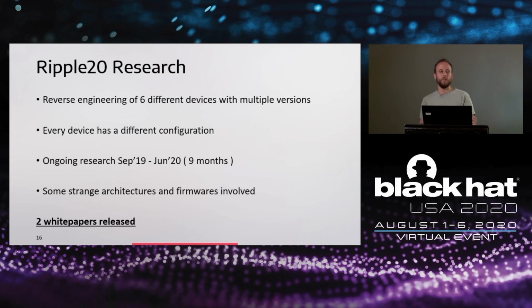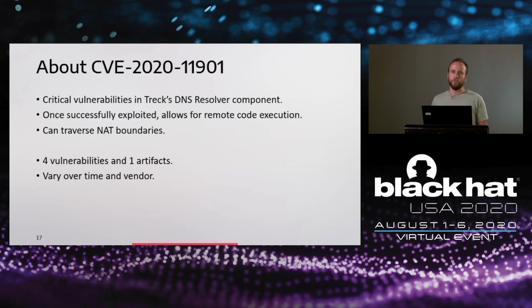Unfortunately, we can't go into all the details today. We only have 35 minutes, but we did release 2 white papers detailing full technical details of several of the vulnerabilities, as well as exploitation. You're welcome to look them up on our website. Today we're going to be talking mostly about a single CVE, which is the CVE we find most interesting and perhaps the most critical of the Ripple20 vulnerabilities.